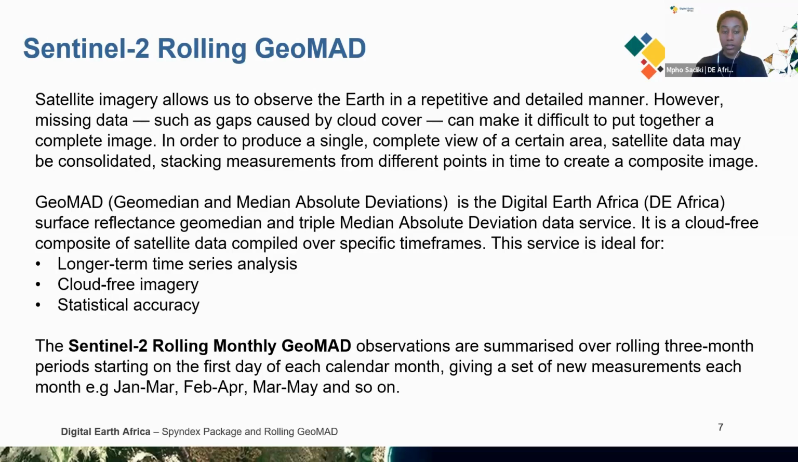So for instance, if you're looking at the month of January, that geomedian would have been created using the imagery or the data from the month preceding and the month afterwards. So if it's January, it'll be December of the previous year, as well as February after that January of interest.